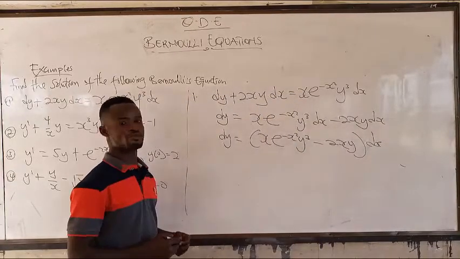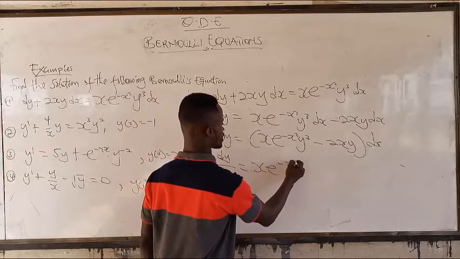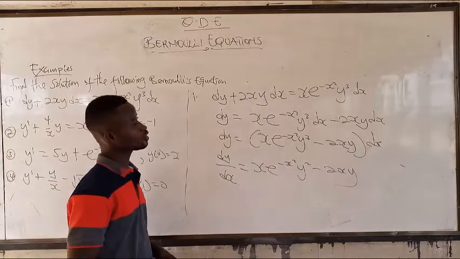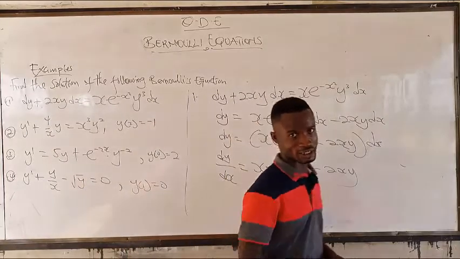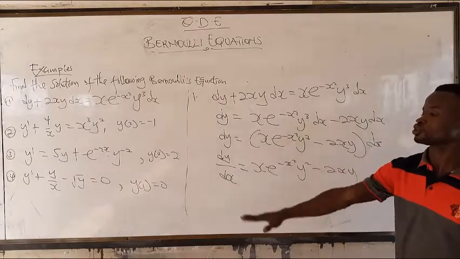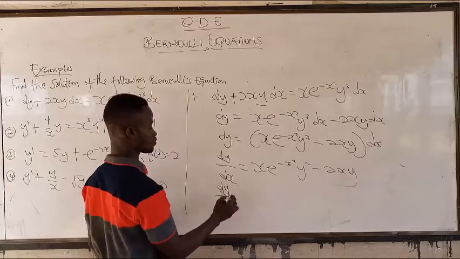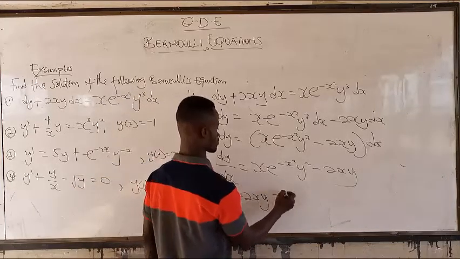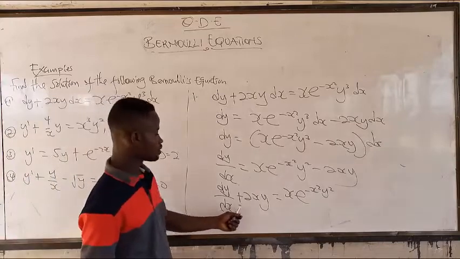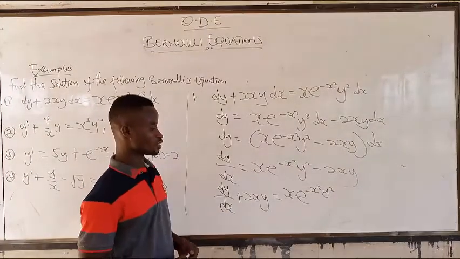Alright, now when you divide both sides by dx, we get dy dx to be equal to x e raised to negative x squared y cubed minus 2xy. Very good. Now we know that with the general form of a Bernoulli equation, the function which is attached to the y will come to the left hand side of the dy dx here. So that is what we have. We are saying that this is not a linear differential equation, but a Bernoulli differential equation.